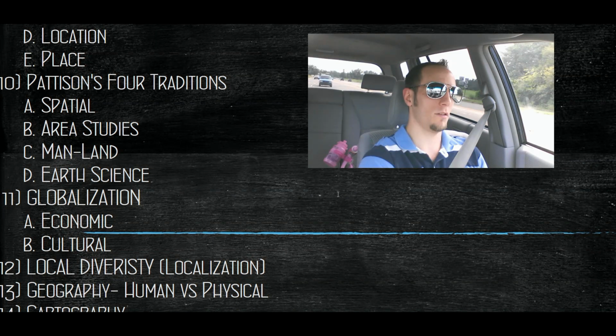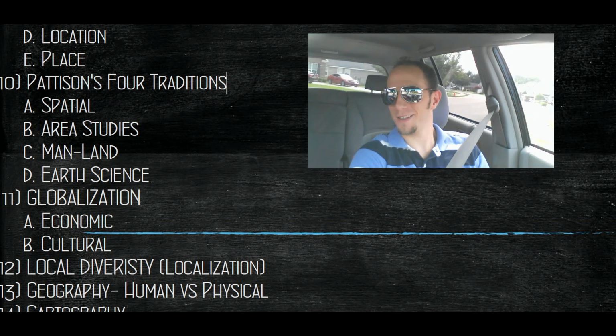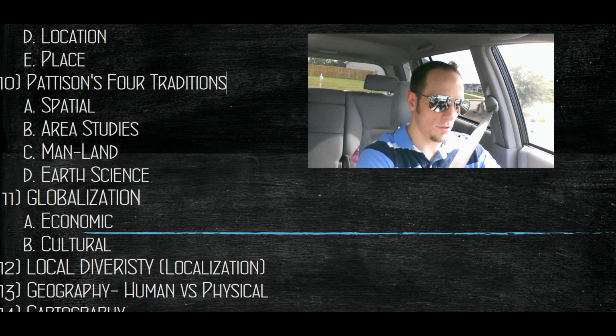Area studies is the next of the four traditions, and it's also very similar to the 5 themes of geography. Also called the regional studies tradition. The area studies, what you're looking at here is a comparison from one place to another, just like you would if you're looking back at the region theme of geography.